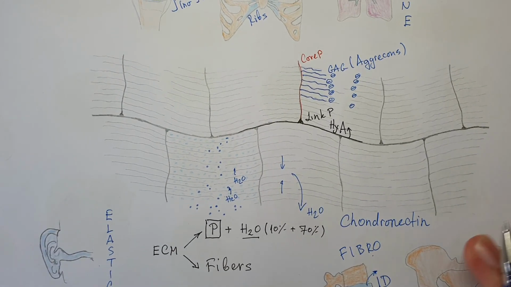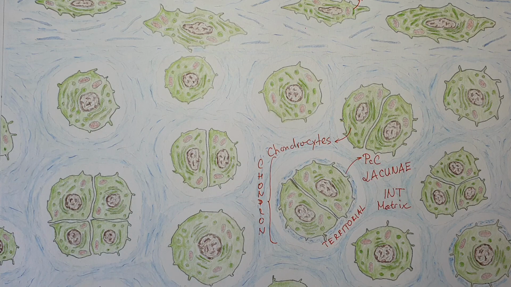So this is the basic structure, histologically, of cartilage, its cells and the extracellular matrix.